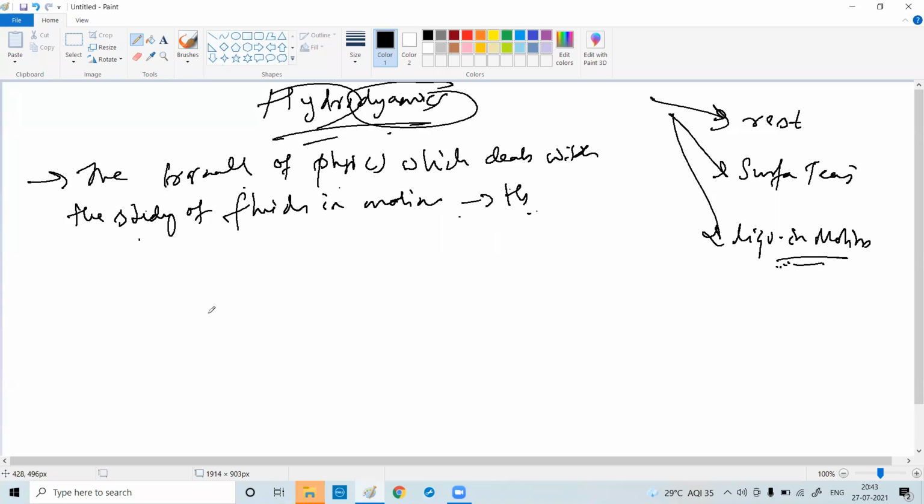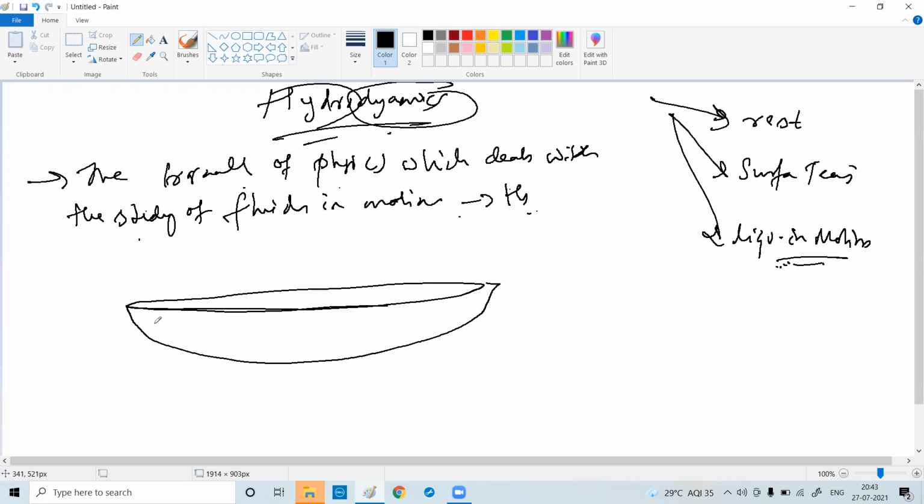So where can we see water flowing? Ideally there is no liquid which is at rest. If you take a lake or a pond, we can say it is at rest because there is nowhere the water can flow. But it is never really at rest; it is always disturbed somehow. So in a real scenario, no liquid is at rest.